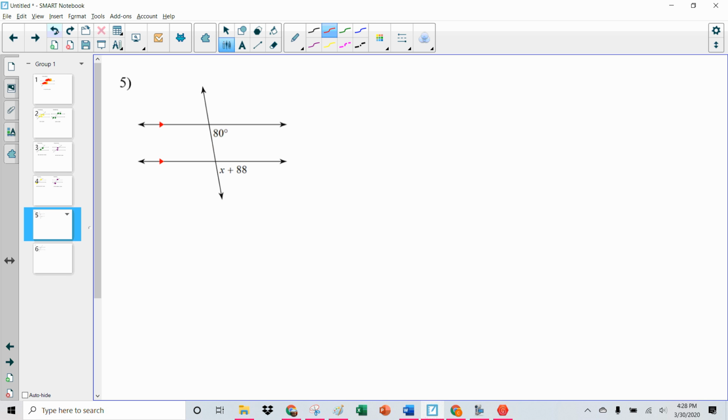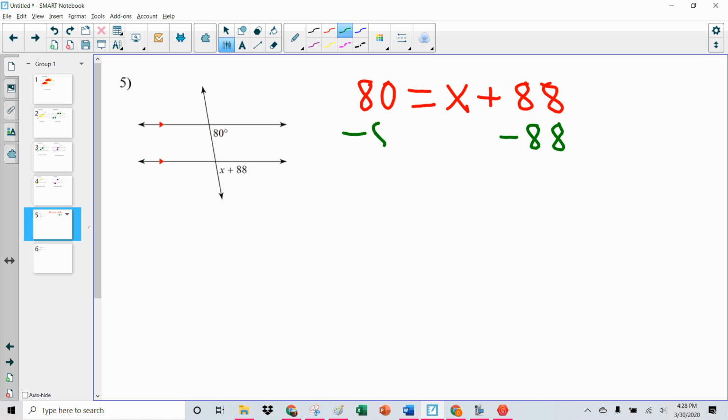So we will set this up as an equation by putting 80 equals x plus 88. We want to solve this equation for x, so we subtract 88 from both sides of the equation, and we end up with a solution of x equals -8.